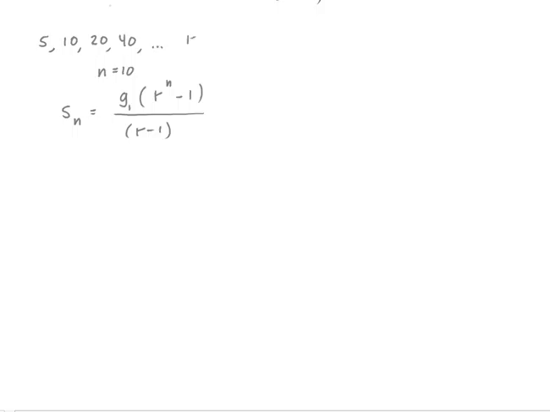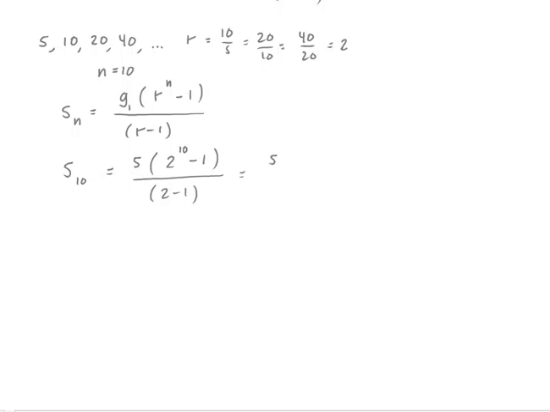Coming back up here, we see that the common ratio r here equals, in this case, 10 over 5, same thing as 20 over 10, same thing as 40 over 20. That, of course, is 2. So S10, through 10 terms, is equal to the first term, G1, that's 5, times 2 to the 10th power minus 1, close those parentheses up, and we get 2 minus 1 down on the bottom.